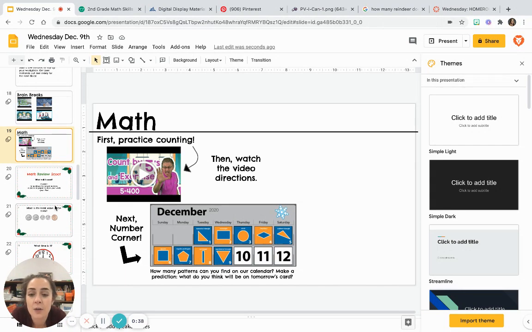And now we're going to take a quick look at this number corner. So today is Wednesday, December 9th, 2020. And we've been talking about all the different kinds of shapes that are on our cards. So I see some isosceles triangles, rectangles, circles, rhombus, scalene triangle, square, regular pentagon, rectangle, and equilateral triangle.